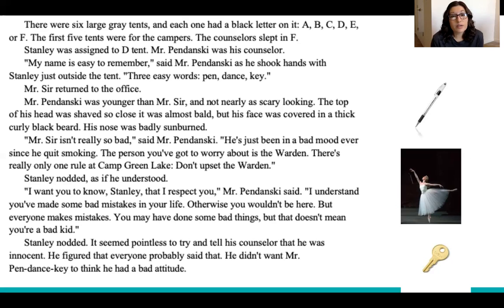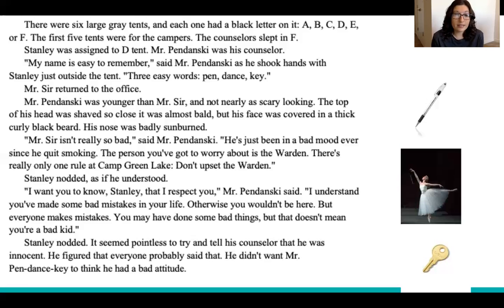The person you've got to worry about is the warden. There's really only one rule at Camp Green Lake. Don't upset the warden." Stanley nodded as if he understood. "I want you to know, Stanley, that I respect you," Mr. Pendanski said. "I understand you've made some bad choices in your life. Otherwise, you wouldn't be here. But everyone makes mistakes. You may have done some bad things, but that doesn't mean you're a bad kid."